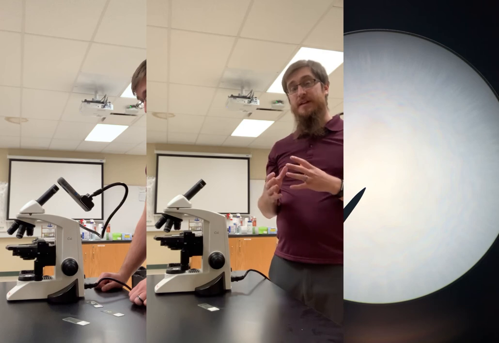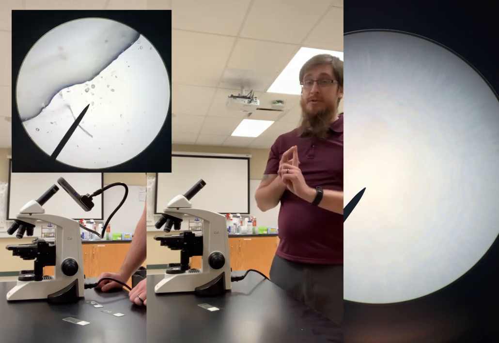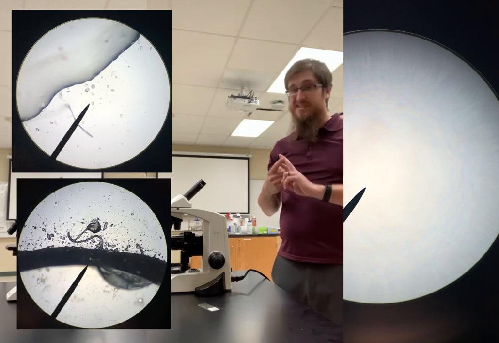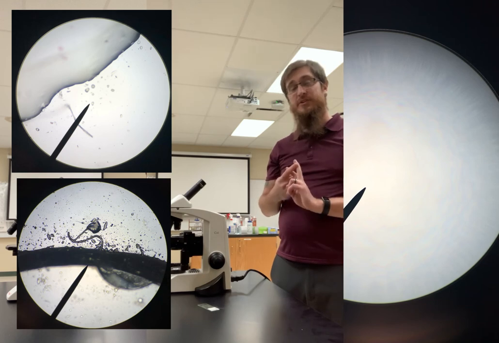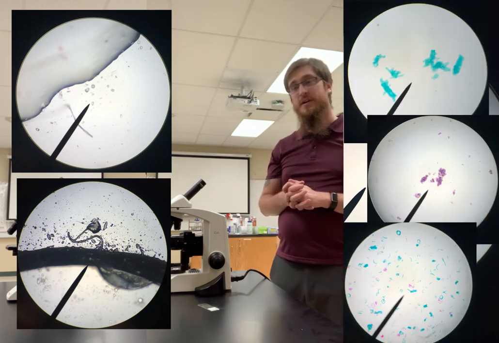So if you see anything that looks like perfect circles or bubbles, that's probably not going to be what you're looking for. If it's completely black or translucent, it can be, but most likely it's not going to be the thing we're looking for. They're normally like greens and purples and blues and things like that.